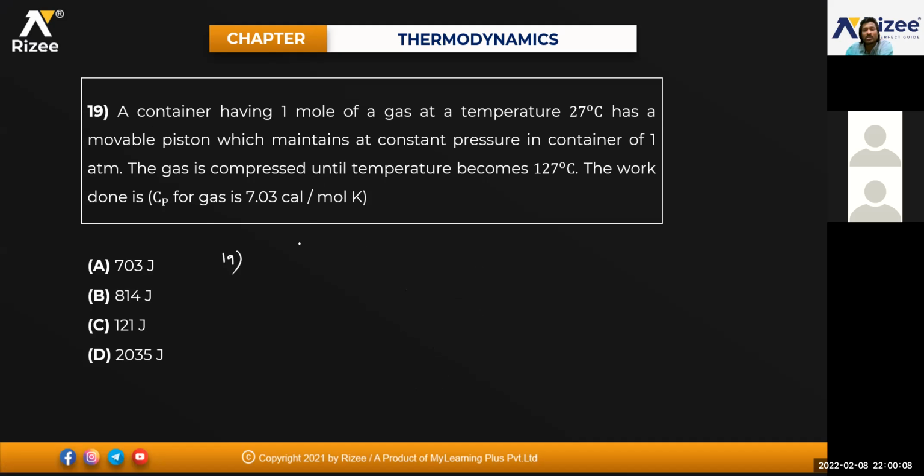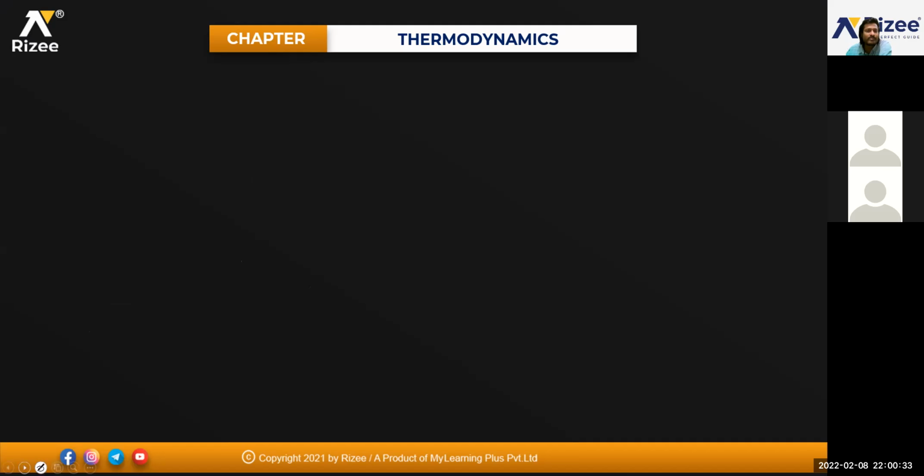Constant pressure. So at constant pressure, work done will be equal to P into delta V. That is equal to NR into delta T. Number of moles is 1, R value is 8.31, into temperature difference is 100. That means it is 83 divided by 10 into 100. This one will get cancelled. So this will be equal to 830 joules. 830 joules means the nearby answer I can write is 840.